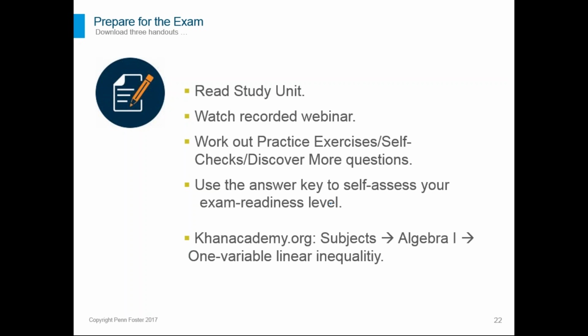If most of your answers are correct, you are ready for the exam. If not, do not proceed to the exam. Use any resource that is available for that course.